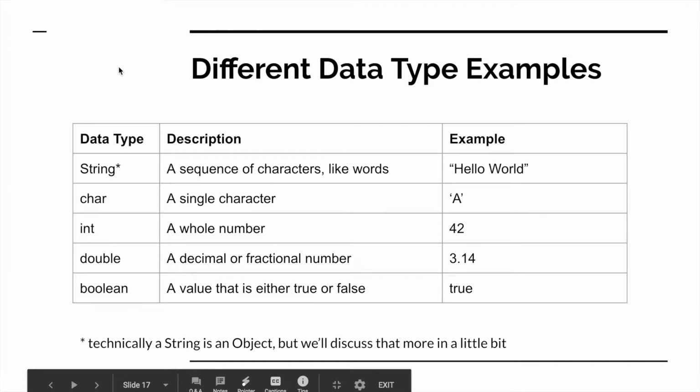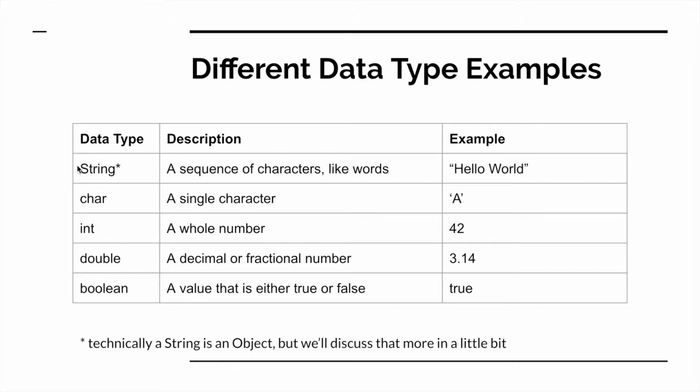Alright, so we saw in the last video, we did an example of a string variable. In this lesson, we're going to be learning about a few different other types of variables, and all these different types of variables are called the data type. So here's some very common ones.